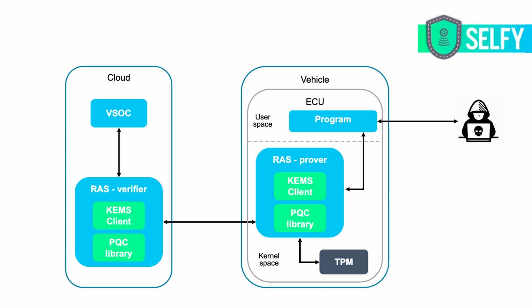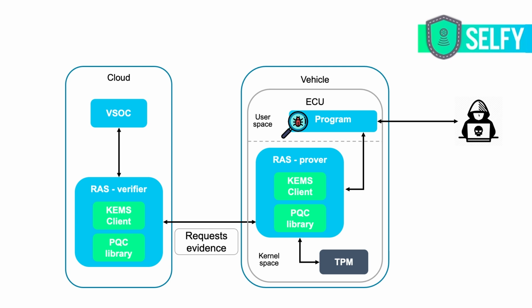If an attacker takes control of an application, strange behaviors may happen and need to be detected. This can be accomplished by using the Remote Attestation System tool. The overall process is as follows. First, the VSOC requests an attestation for a program on a specific vehicle. This request is sent to the Remote Attestation System verifier.